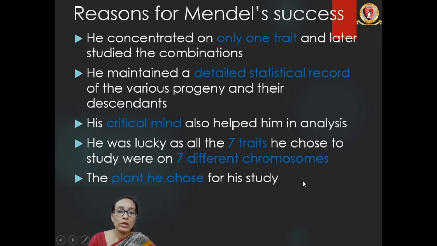Now we know that Mendel was successful in all his experiments. In all his experiments, during the monohybrid cross he got the ratio 3:1, and in the dihybrid cross he got the ratio 9:3:3:1. Now, what was the reason behind Mendel's success?